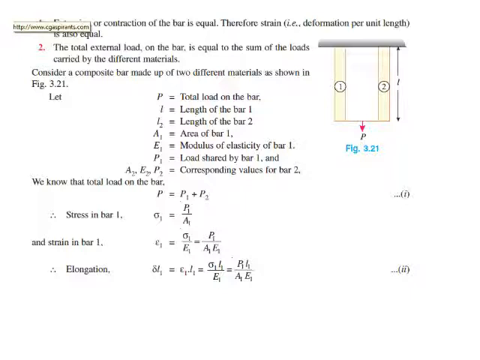Let me take a pointer here. So observe this picture. One side is completely fixed and you have two materials, material 1 and material 2. The length of the two materials is the same, that is L. I am applying a load P. So that's what I have taken here. P is equal to the total load on the member. L1 and L2 are the lengths of the bars. In this case it is the same, so I can take it as L.